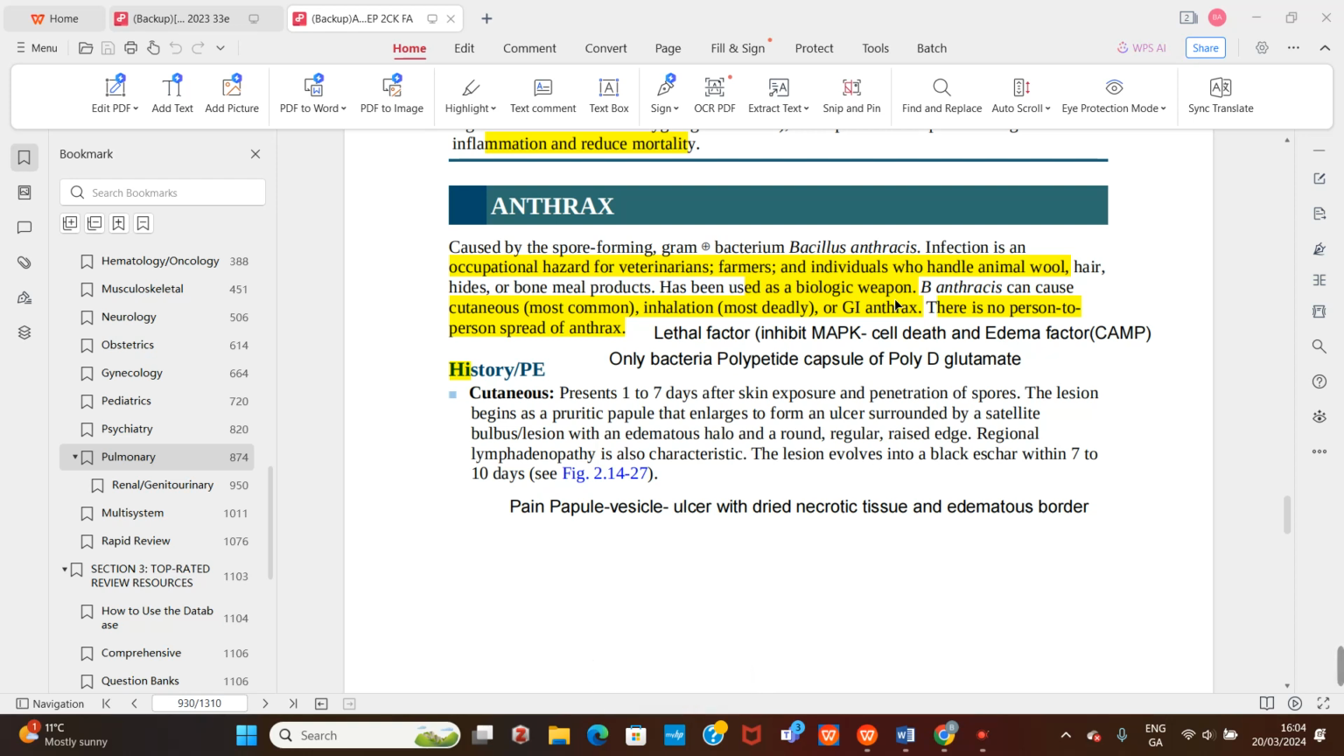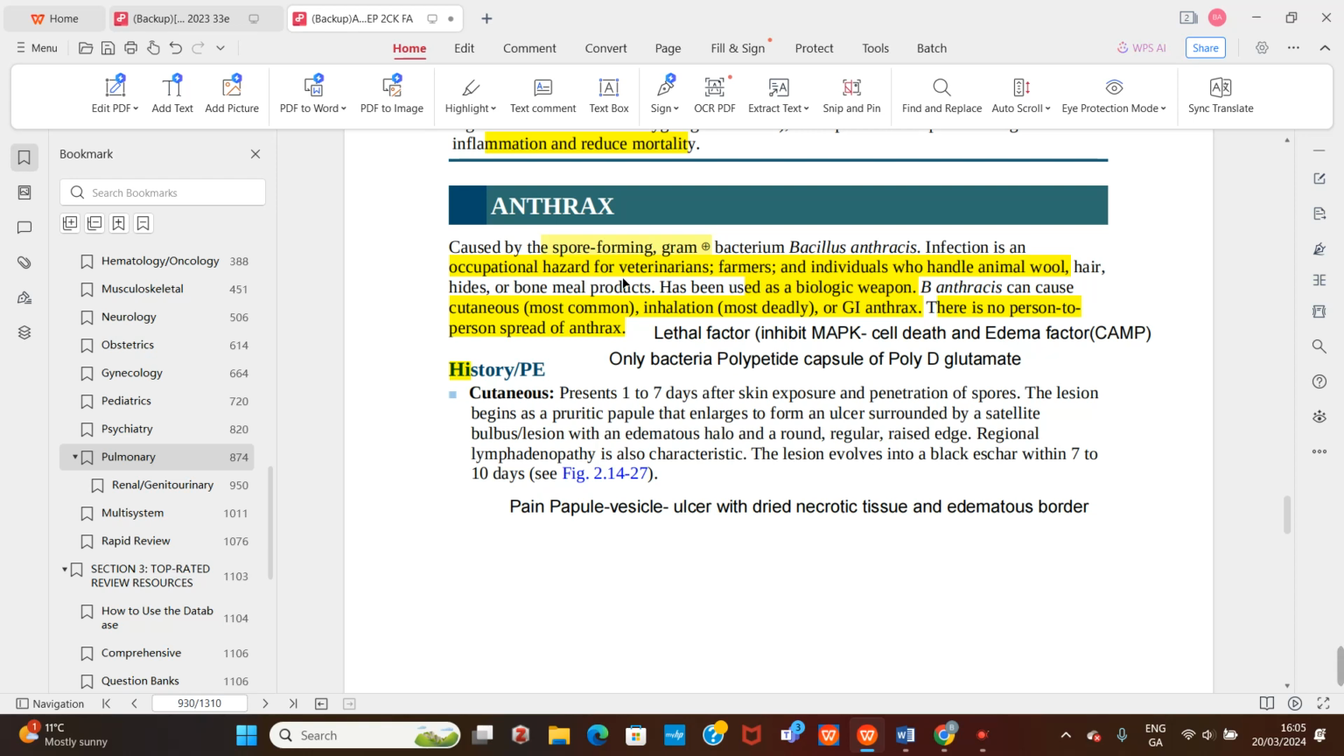So anthrax is a disease that is caused by the Bacillus anthracis organism, and it is a gram-positive spore-forming organism. The majority of the problem from anthrax comes from inhalation of the spore, and it's very common in farmers, veterinarians, people that get exposed to animal products like the wool, the hair, the hide, even the milk or the meat, because all these things can harbor the spore of this bacillus.